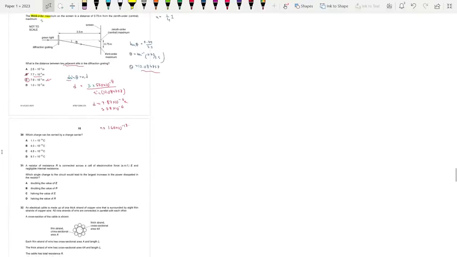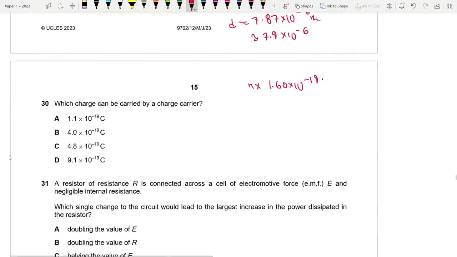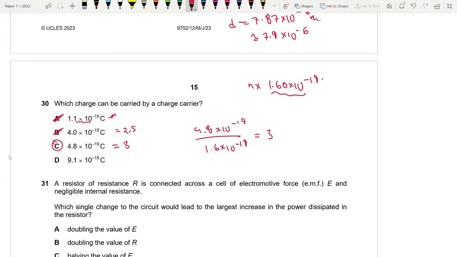So let's see. What you need to do is divide these answers by your elementary charge. Clearly A is wrong because this is less than 1.6. Let's try B. 4 divided by 1.6 gives you a value of 2.5, which is not an integer. Then for C, 4.8 divided by 1.6 gives us a value of 3. It is an integer, right? 4.8 into 10 to the power minus 19 divided by 1.6 into 10 to the power minus 19 is 3, and that is correct. If it's an integer, it's a legit value. Okay.